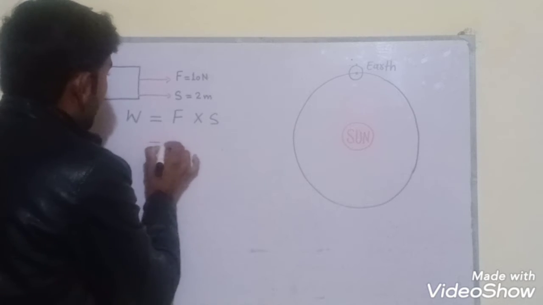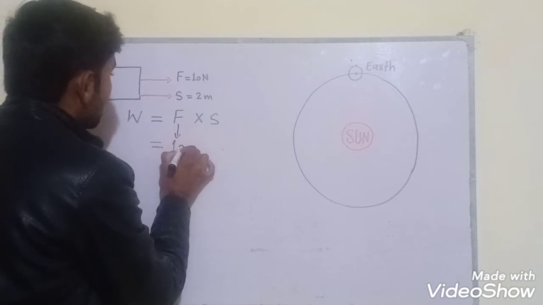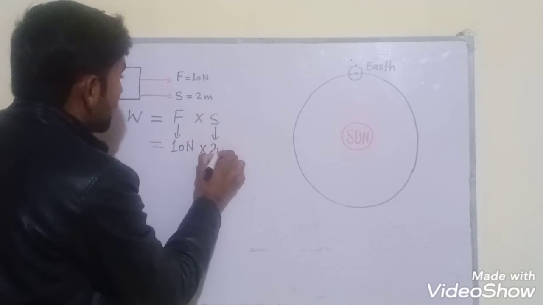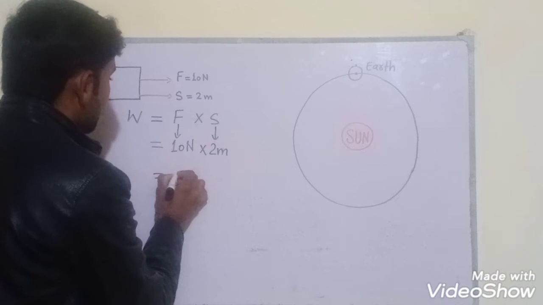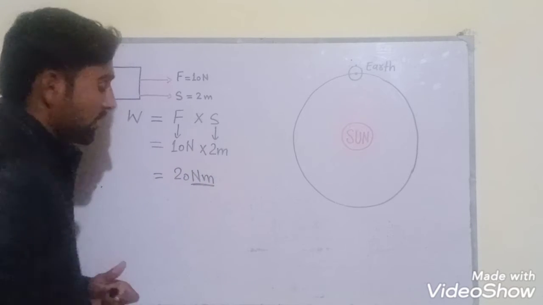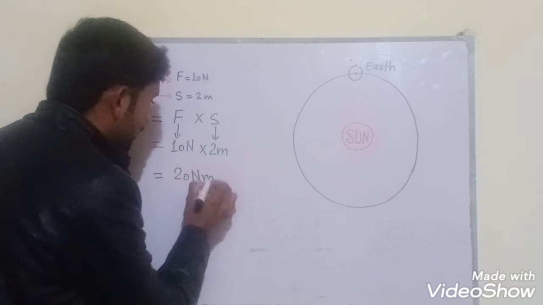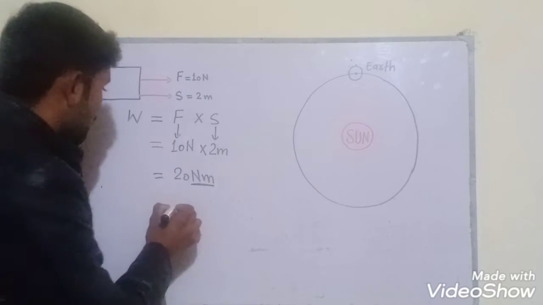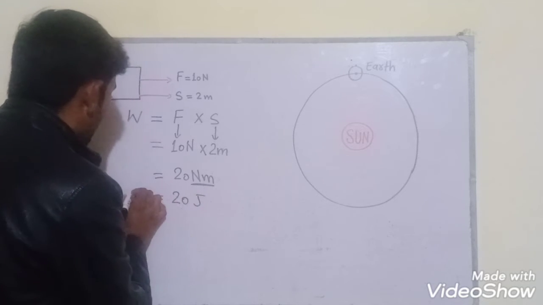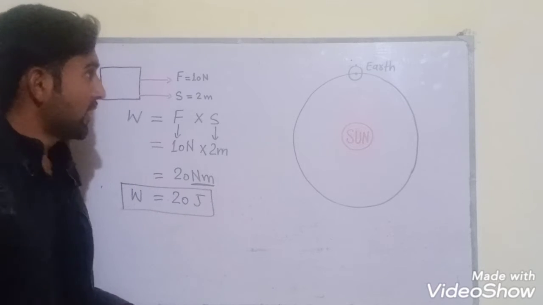Here we put the values: force 10 Newtons and displacement 2 meter, which becomes 20 Newton meter. And what is Newton meter? We discussed earlier that Newton meter is equal to joule. So 20 joule, and hence the work done is 20 joule.